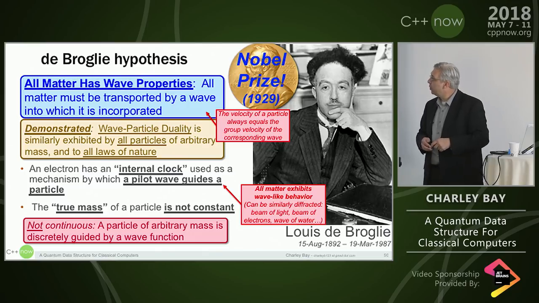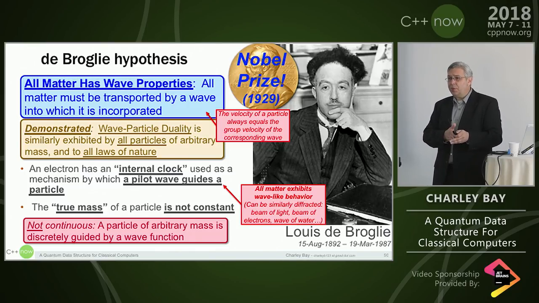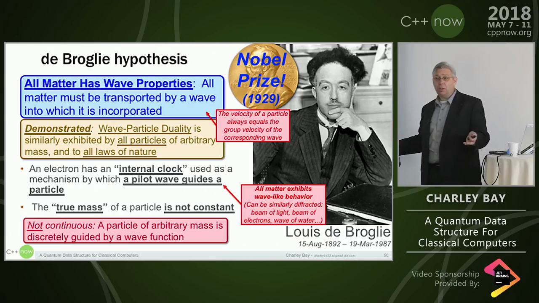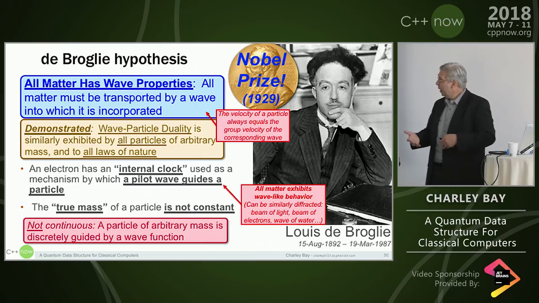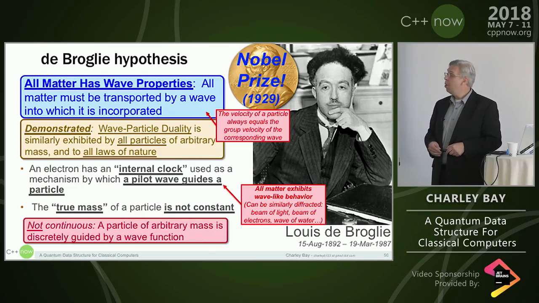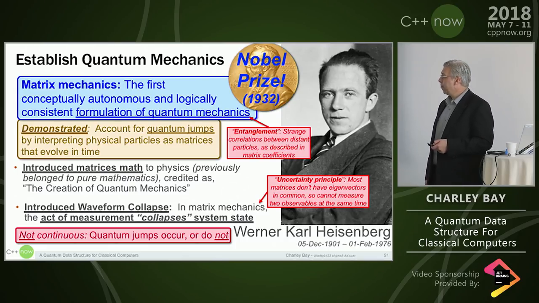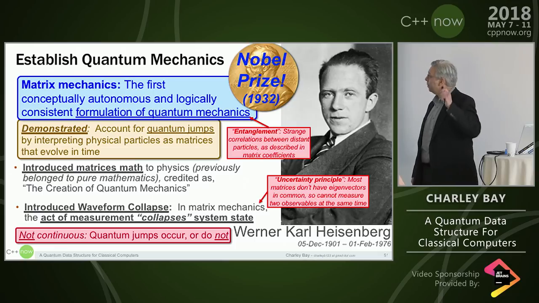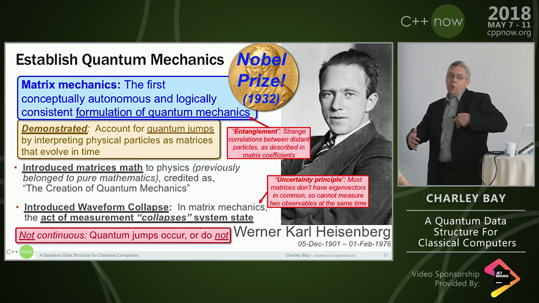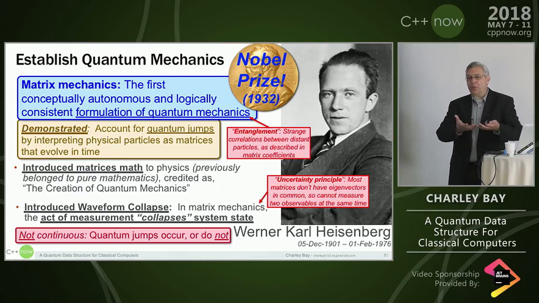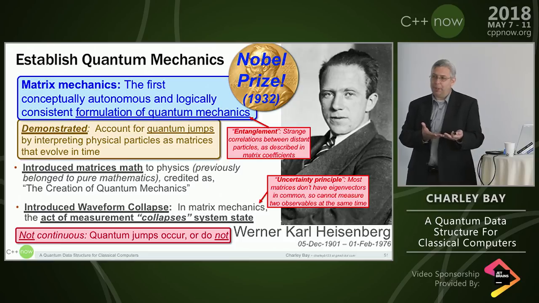And so basically what he's saying is a couple of things. There is this internal clock independent of time by which I can calculate stuff, and mass is not constant. The true mass is not constant. All matter exhibits wave-like behavior. But ultimately, all this exists within the quantized universe, because we have discrete interactions of energy and particles. So Werner Karl Heisenberg, quantum jumps. Quantum jumps occur, or they do not. When we compute values, we reduce things to a certain state, but there's an element of probability with that.